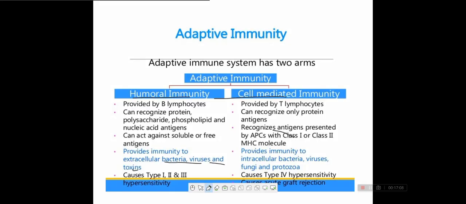Extracellular bacteria, virus and toxin, and causes type 1st, 2nd and 3rd hypersensitivity. Which types of hypersensitivity does humoral immunity cause? 1, 2 and 3. Right? And cell mediated immunity provides type 4 hypersensitivity. Okay? And cell mediated immunity causes acute graft rejection. Clear?